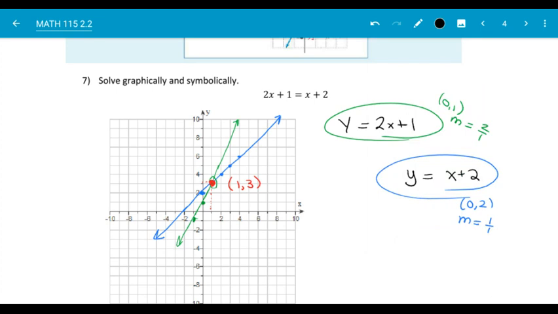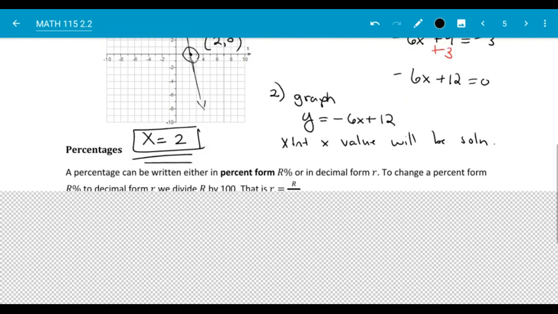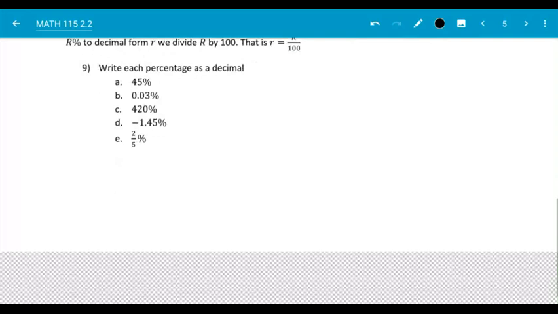So that means our solution is going to be x equals 1. Whatever the x value is from where those two lines cross, the point where those two lines cross, that is going to be the solution to this equation. All right, then we already did number 8 here because I got out of order.